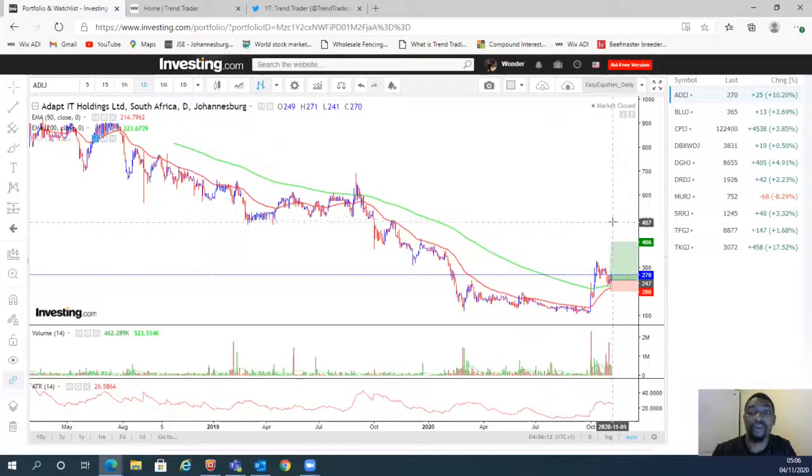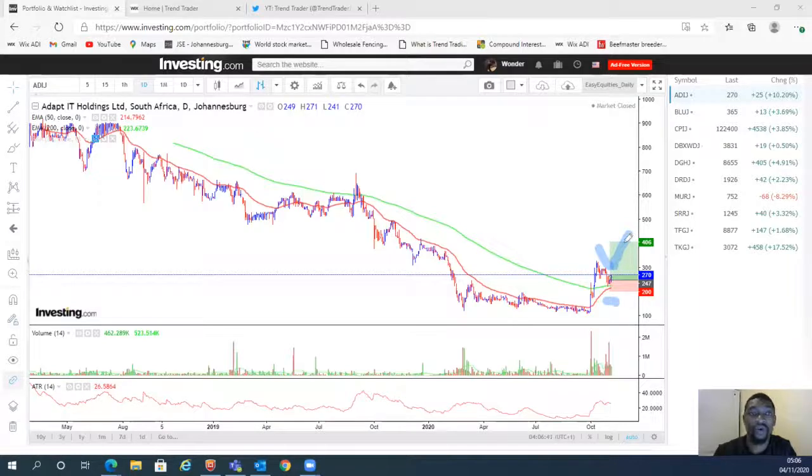Now last week there was a bit of a retracement on Adapt IT. There was a retracement last week, and then it found support on the 200-day exponential moving average, and on Monday we took a buy. From this we are anticipating that the market is going to continue to trade higher.